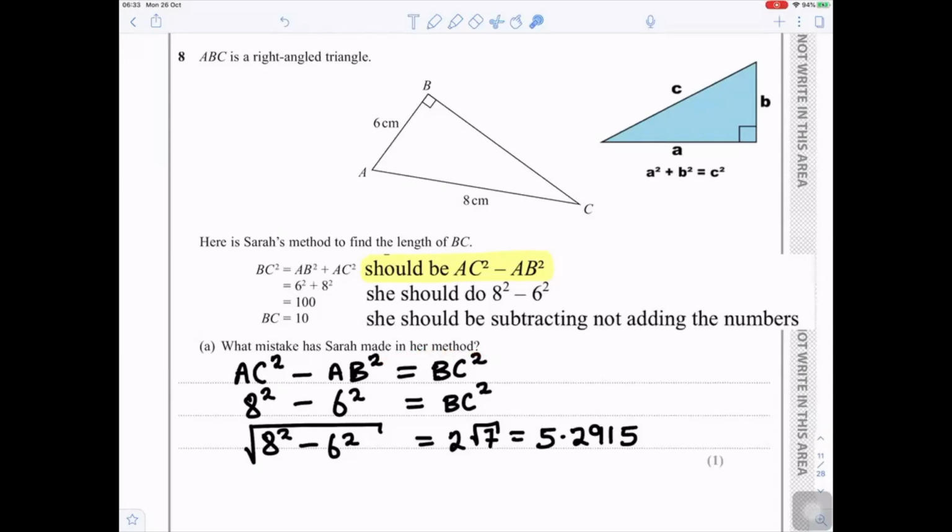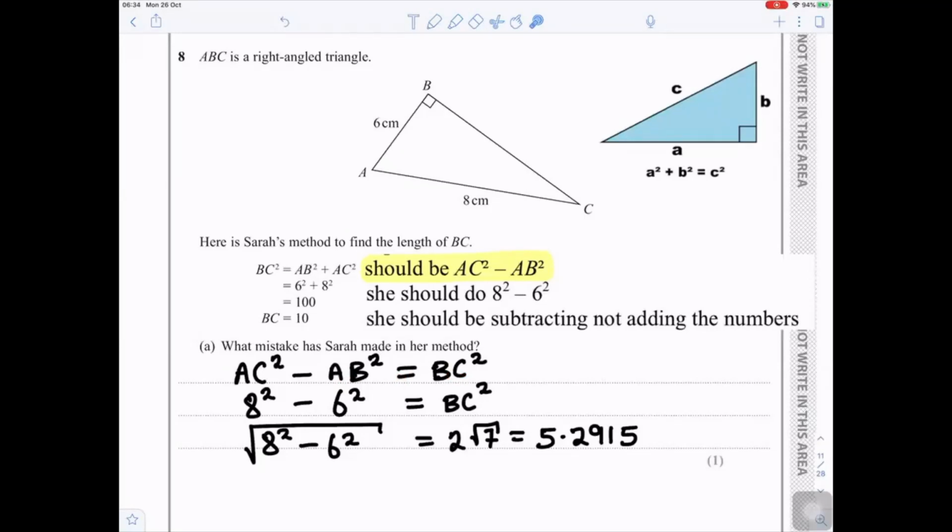Right, this question, look at the top right. We are using a right angle triangle and it's Pythagoras' theorem. For a right angle triangle, a squared plus b squared equals c squared. We want to find the shorter side, one of the short sides, which is b squared. So we would apply it. To do it, we would do AC squared minus AB squared is equal to BC squared.